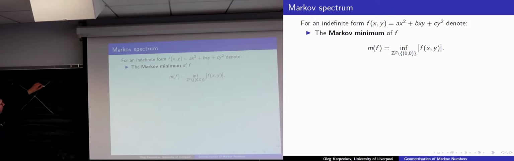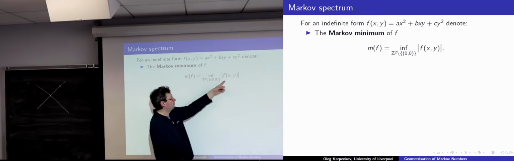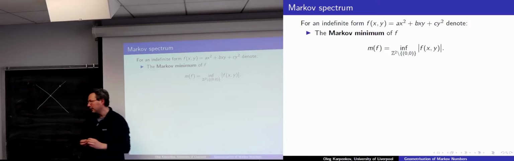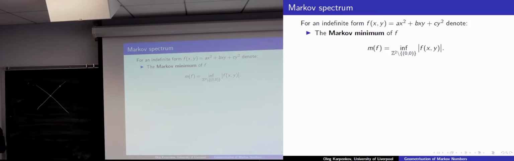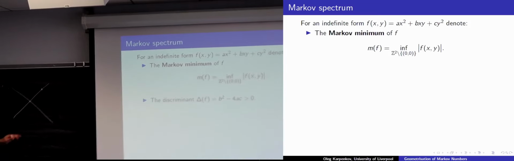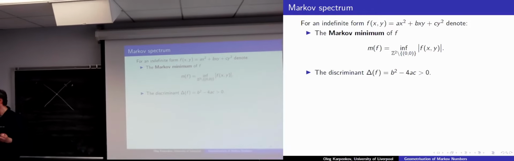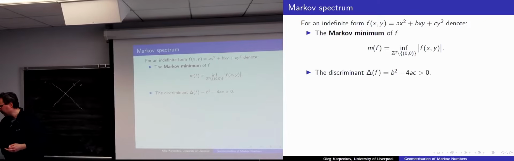Of course, if your linear factor has at least one integer point, then you have zero here, because the infimum of the absolute value will include zero. Therefore, it would be just zero. Otherwise, you might have some non-zero infima. If you don't have integer points, maybe the smallest possible value would be attained somewhere here, or maybe it will be attained at infinity. I don't know. Great. So the discriminant is as usual b squared minus 4ac. You can think of it as a discriminant or just as a normalizer if you want.